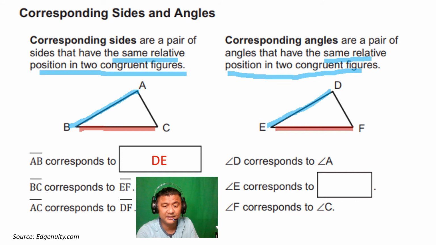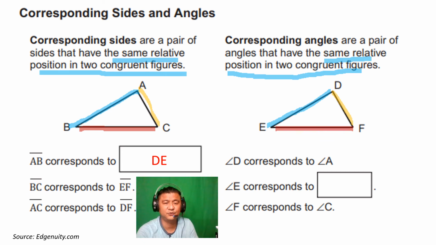Now I will match AC with what? DF. See that? Even the way I name the segment, the letters should also match.